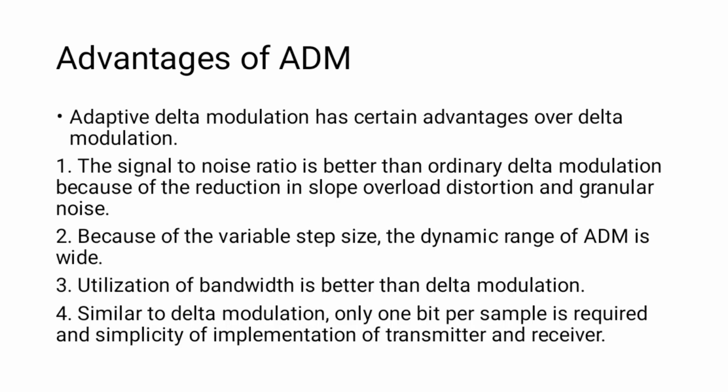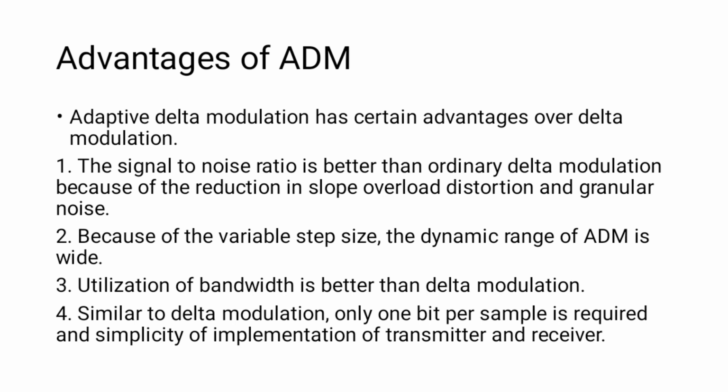So what is the advantage of ADM? The signal to noise ratio is better than ordinary delta modulation. There is also a reduction in slope overload and granular noise because of the variable step size, and the dynamic range of ADM is better. Utilization of bandwidth is also better than delta modulation. Similar to delta modulation, only 1 bit per sample is required, and the implementation of the transmitter and receiver is simple, like delta modulation. That is adaptive delta modulation.